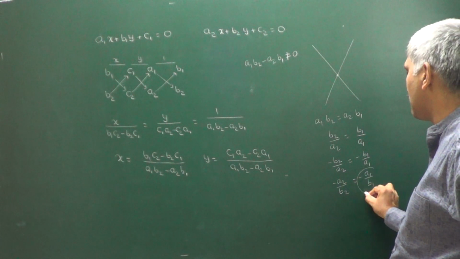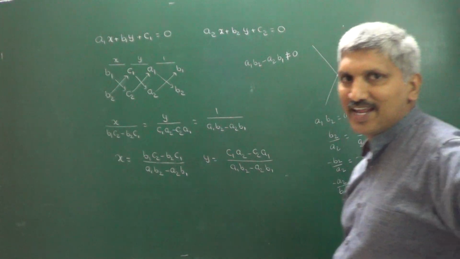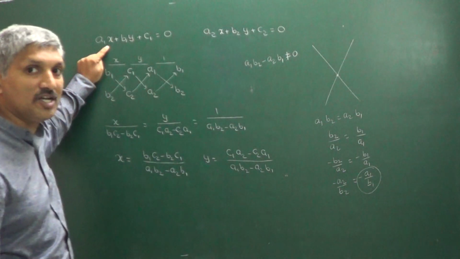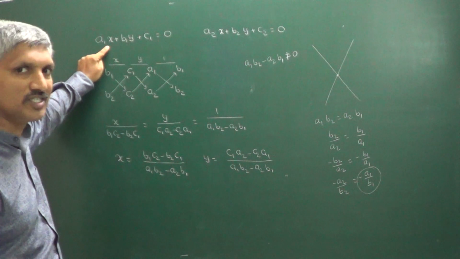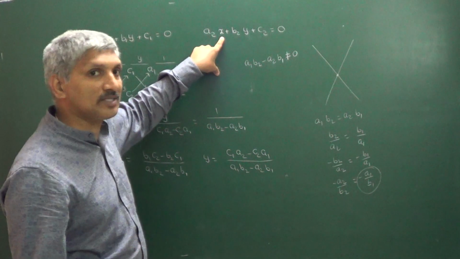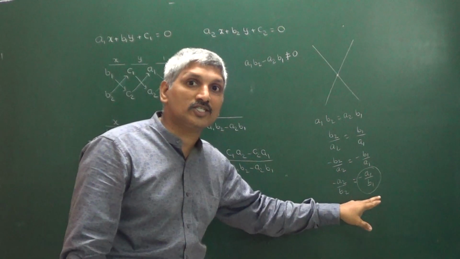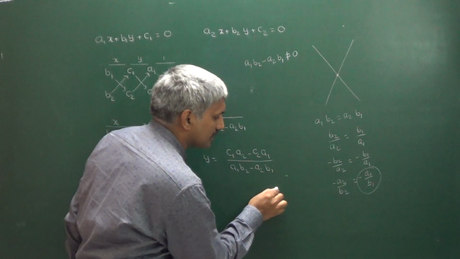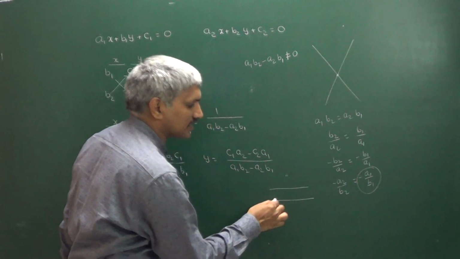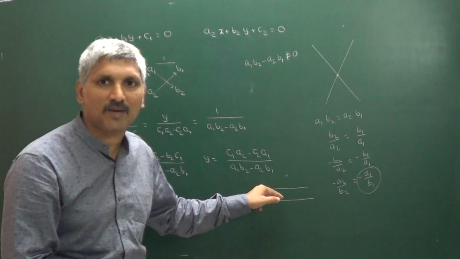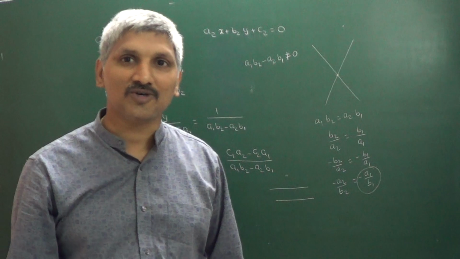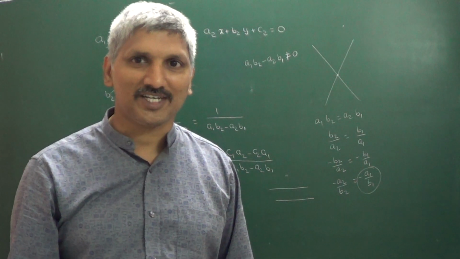What is the meaning of minus a1 by b1? Minus of x coefficient by y coefficient is the slope of this line, and minus of x coefficient by y coefficient is the slope of the second line. Both the lines' slopes are equal, which means both the lines are parallel. When both the lines are parallel, there is no question of a point of intersection, right?